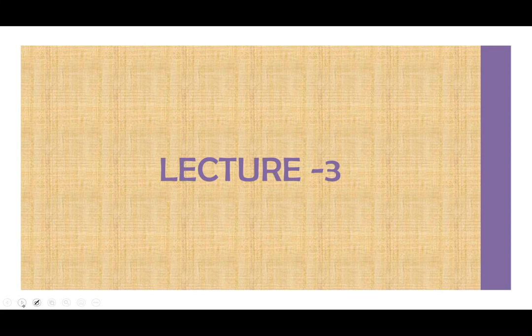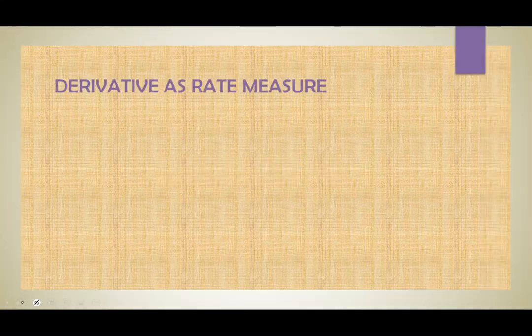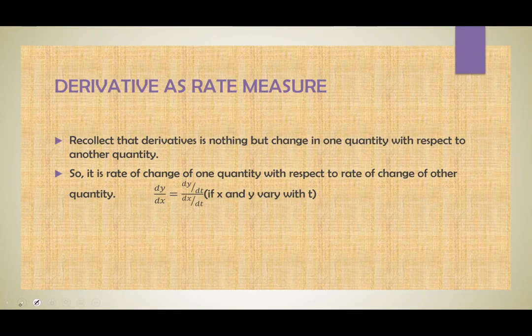Derivative is nothing but change in one quantity with respect to another quantity. So it can also be expressed as the rate of change of one quantity with respect to rate of change of some other quantity. So dy by dt upon dx by dt, you can write it like this also, if x and y vary with t. So what does this become? This is rate of change of one quantity with respect to rate of change of another quantity, that is dy by dx. This can actually give you a rate measure also.